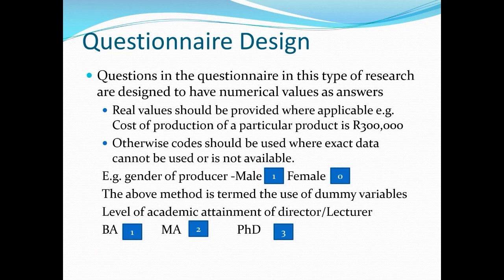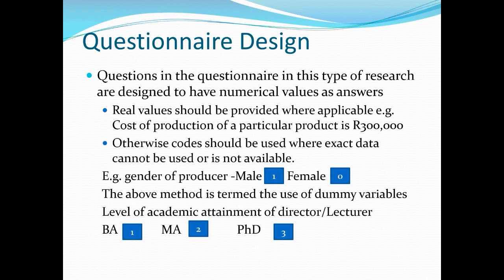So in designing a questionnaire, you can have either an open-ended questionnaire, mostly used in qualitative research, or a coded questionnaire, normally used in quantitative research. Questions in the questionnaire in this type of research are designed to have numerical values as answers. Real values should be provided where applicable, e.g., cost of production of a particular product is, say, 300,000 rand. Otherwise, codes should be used where exact data cannot be used or is not available. For example, the gender of a producer, whether the person is a male or a female.